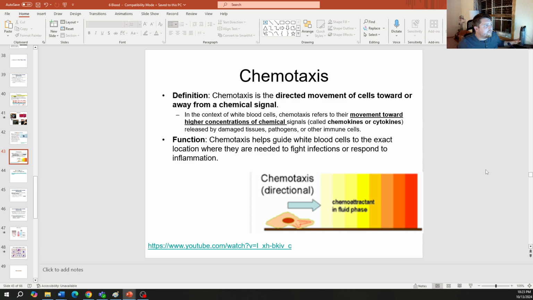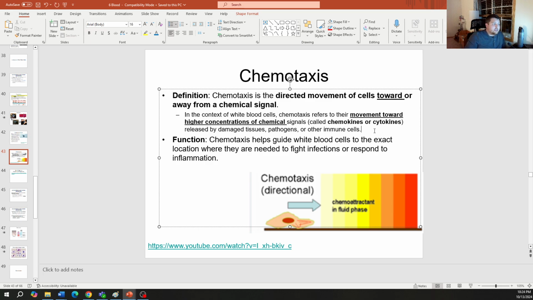Finally, chemotaxis. This is probably one of the least explained terms in science courses. I've heard this term 100 different times, but I feel like nobody really explained it super well. So chemotaxis is the directed movement of cells towards or away from a chemical signal. Most commonly, it is towards. When we're talking about white blood cells and cell injury, cell death, the white blood cells need to move towards the site of injury.